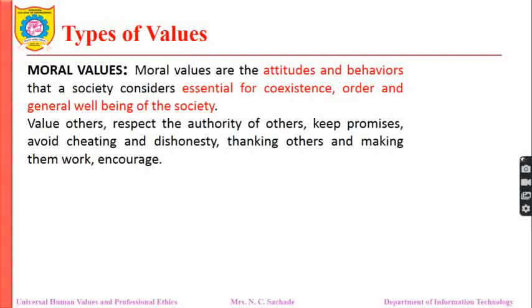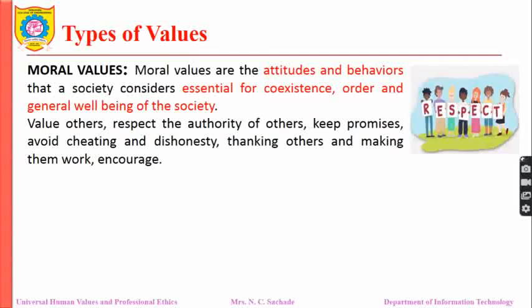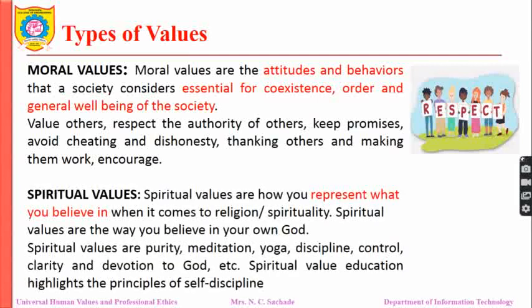Next set of values are moral values. Moral values are the attitudes and behaviors that a society considers essential for coexistence, order, and general well-being of the society. So some examples are: value others, respect the authority of others, keep promises, avoid cheating and dishonesty, thank others, and make people work together, encourage people. So moral values will help us create a good environment around us.